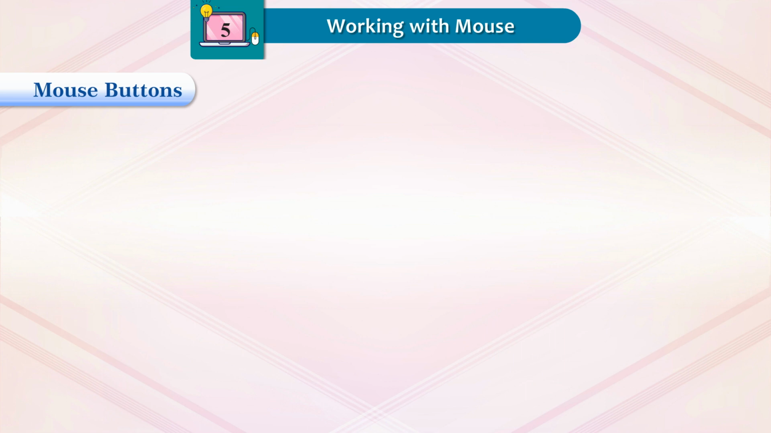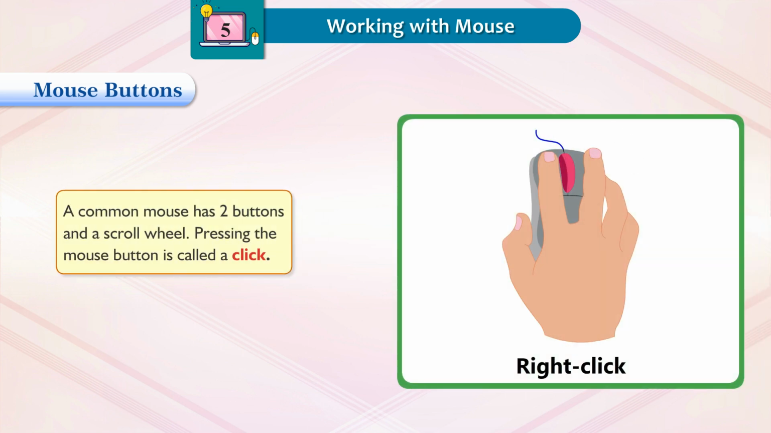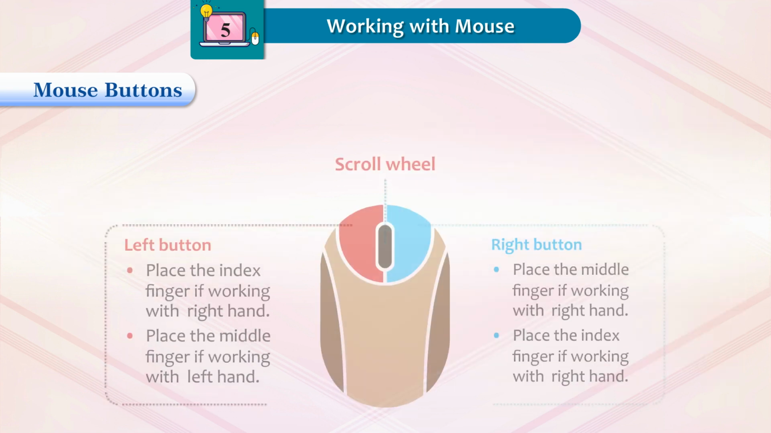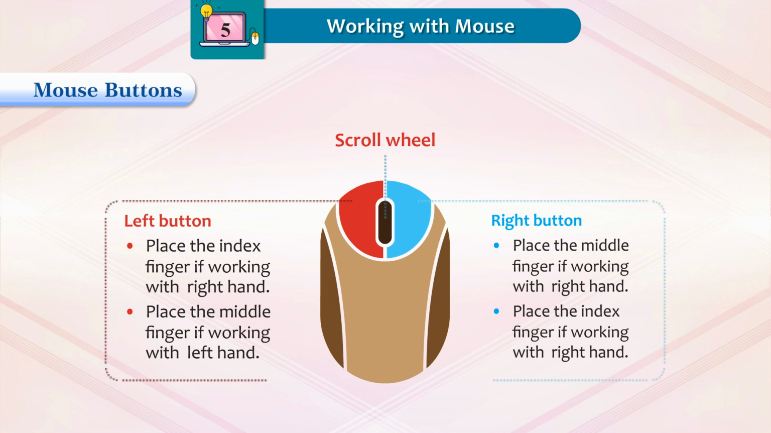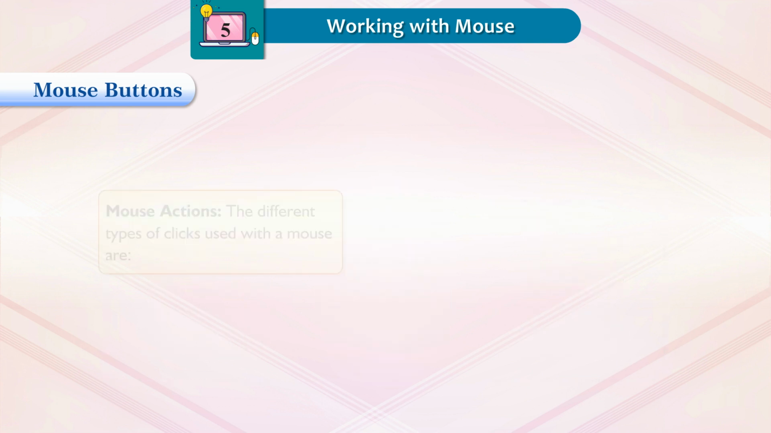Mouse buttons. A common mouse has two buttons and a scroll wheel. Pressing the mouse button is called a click. Left button. Place the index finger if working with right hand. Place the middle finger if working with left hand. Scroll wheel. Right button. Place the middle finger if working with right hand. Place the index finger if working with left hand.